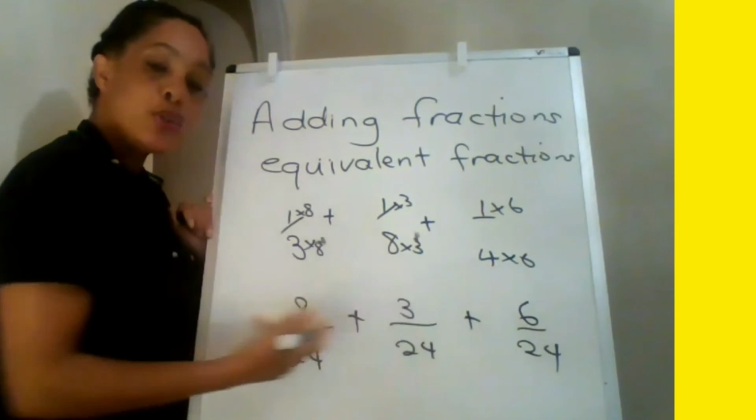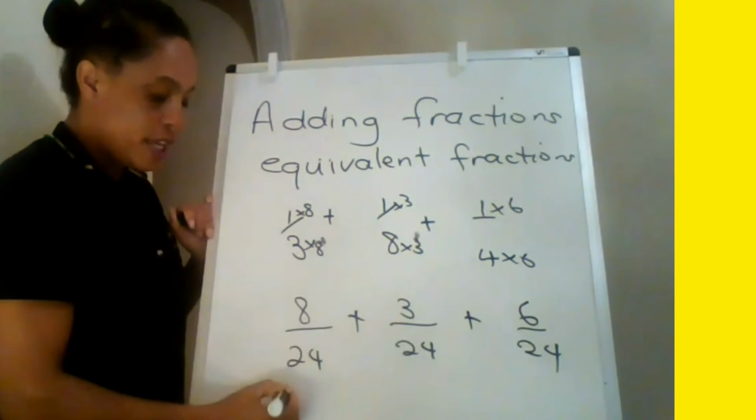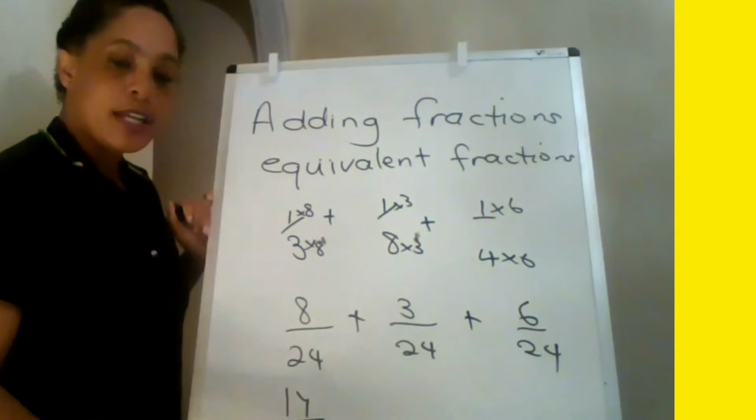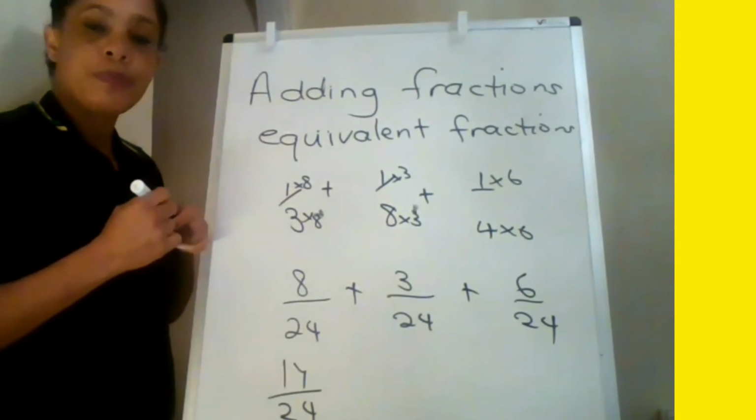Now, all I need to do is to add the top numbers. 6 and 3, 9, 9 and 8, 17. So my answer is 17 out of 24.